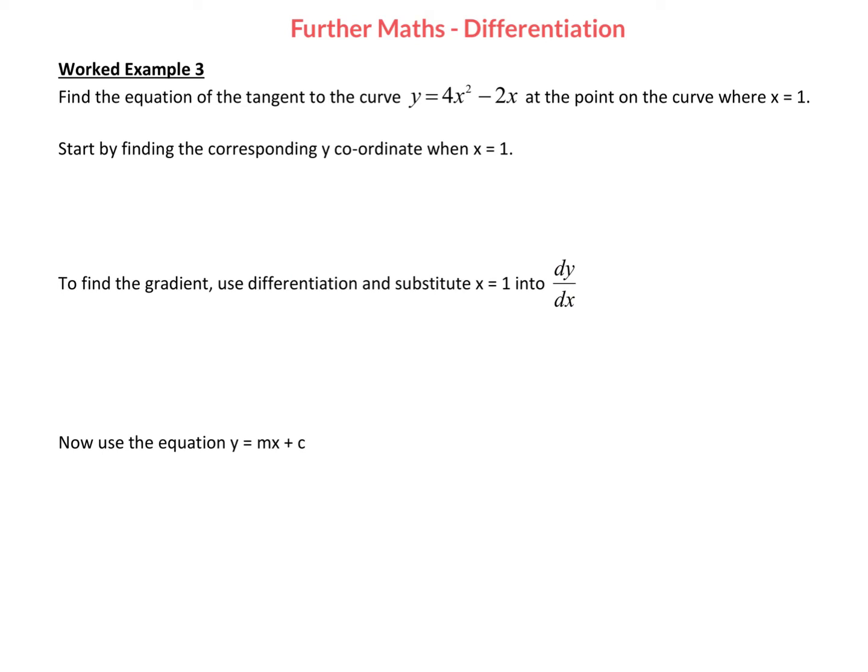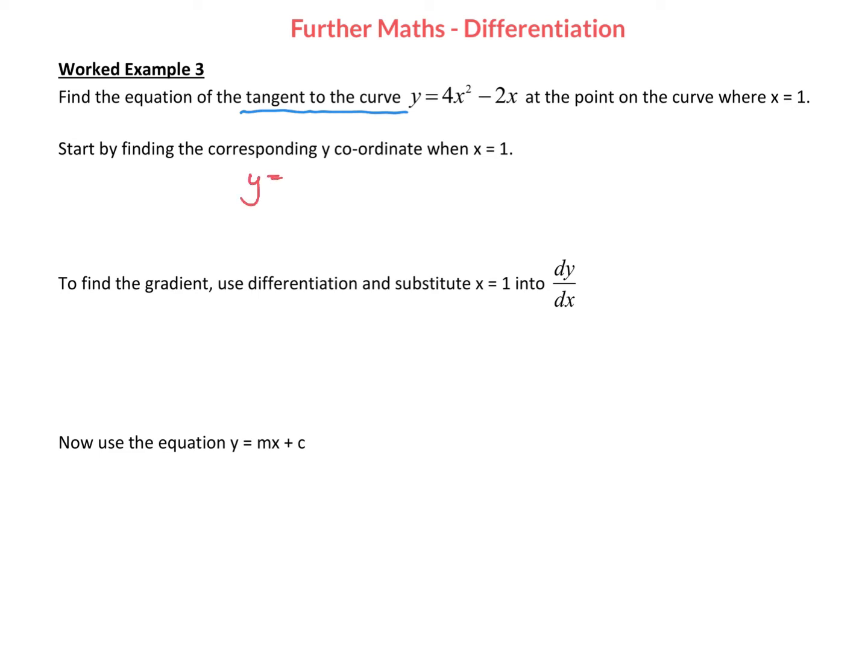The gradient of the curve is exactly the same as the gradient of the tangent to the curve. So if we're asked to find the equation of a tangent, what we need to do is work out, first of all, dy by dx to find the gradient. And then we need a set of coordinates. And here we have one coordinate, x equals 1. So the first thing we have to do here is find the y coordinate.